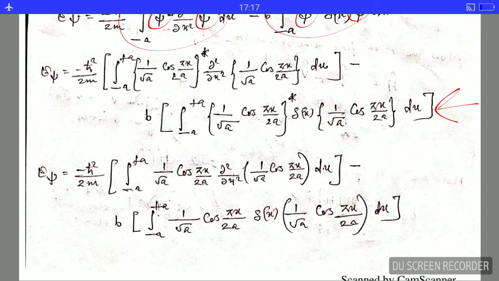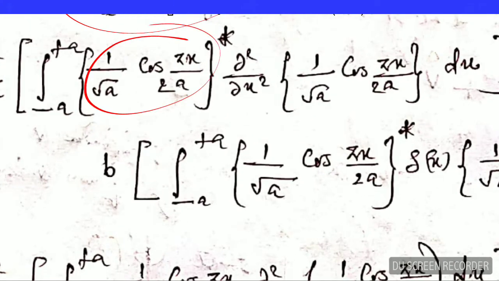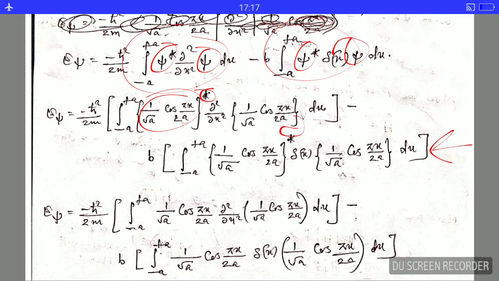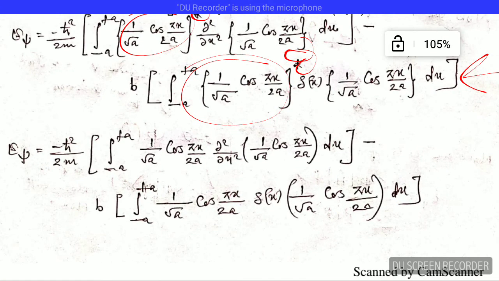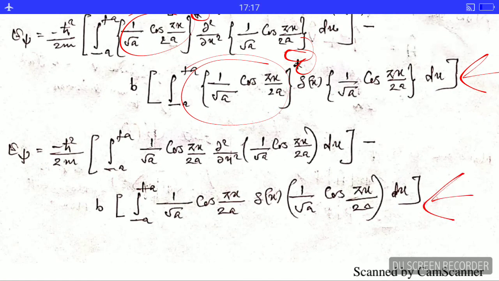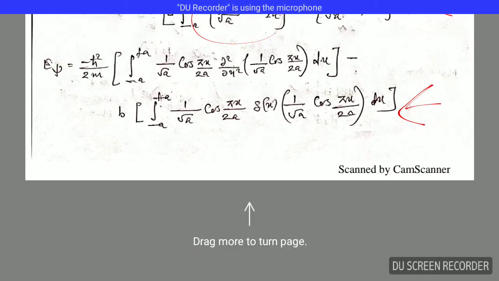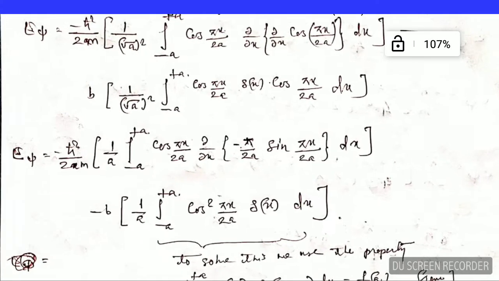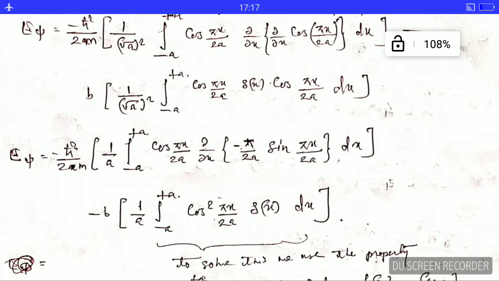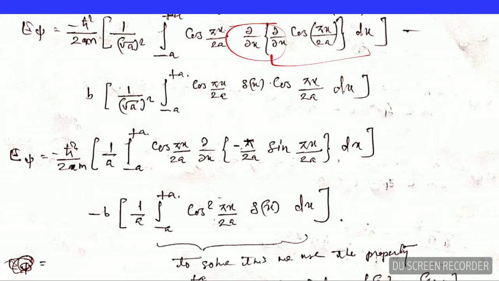So here you can see that there is nothing complex, so the conjugate will not have any effect. Here also the conjugate will not have any effect because this whole is a real quantity. So the equation becomes like this. Now I have to operate this differentiation inside this. Okay, so I did that, and now I arrived at this equation.